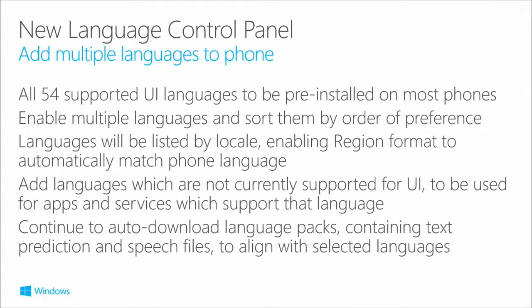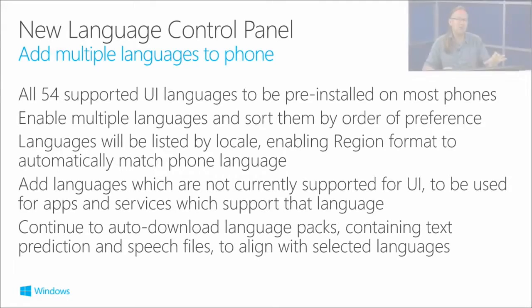We got some new stuff in, there's a big difference now in the Windows Phone 8.1 devices. All 54 of the supported UI languages will be pre-installed on most phones. There's a difference in the way users can handle phones. You can enable multiple languages and sort them by order of preference, and you can continue to auto-download language packs for text-to-speech, text prediction, and speech files to align with the languages that you pick.